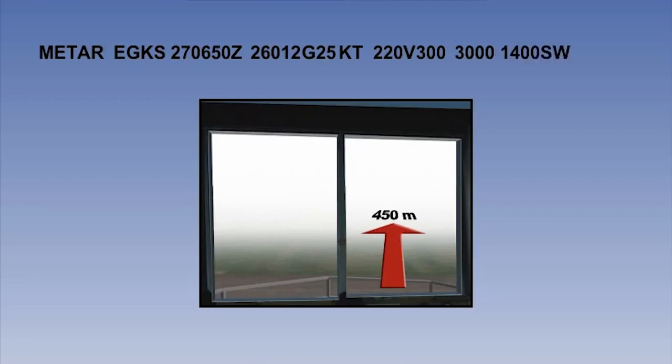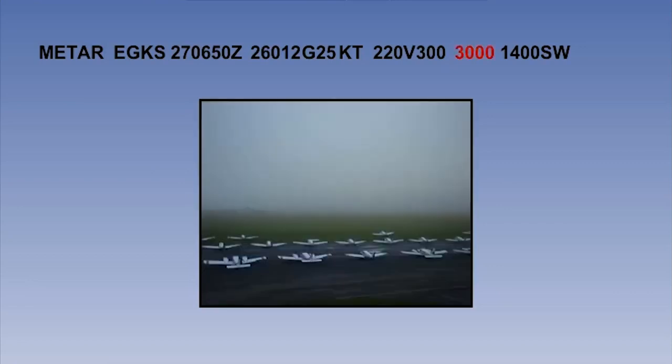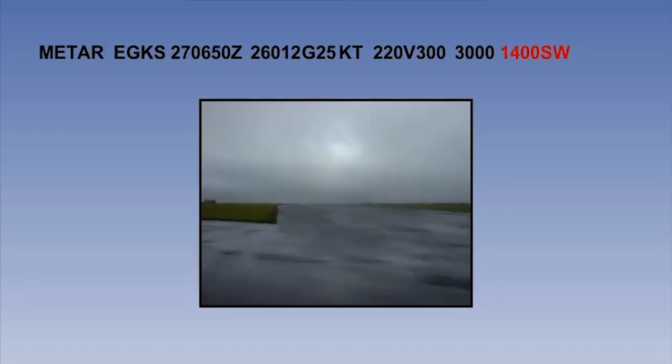If the visibility in one direction which is not the prevailing visibility is less than 1500 meters, or less than 50% of the prevailing visibility, the lowest visibility observed and its general direction should also be reported. In our example, we have the prevailing visibility of 3000 meters and a minimum visibility of 1400 meters to the southwest.